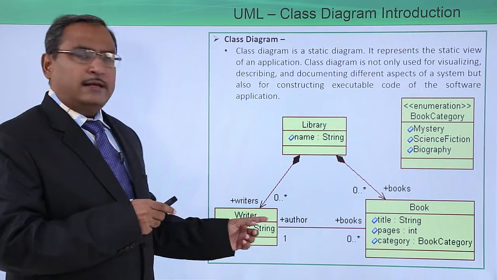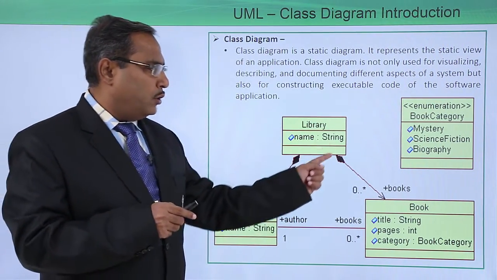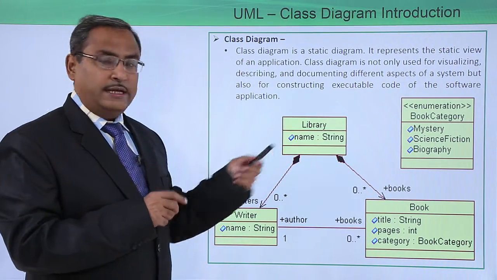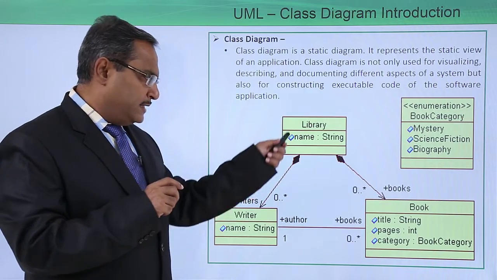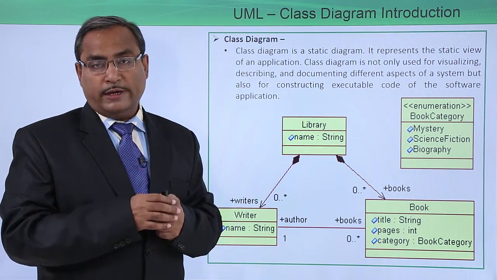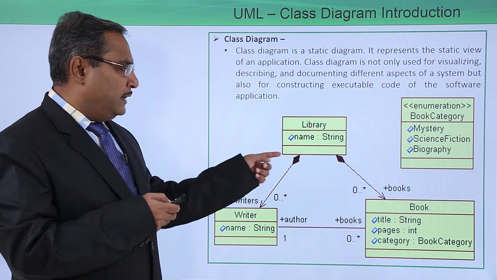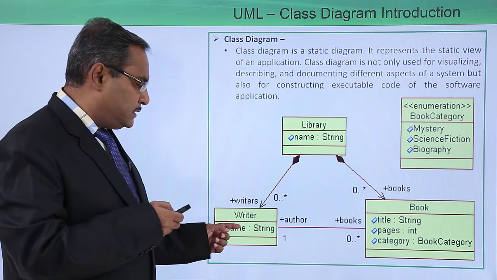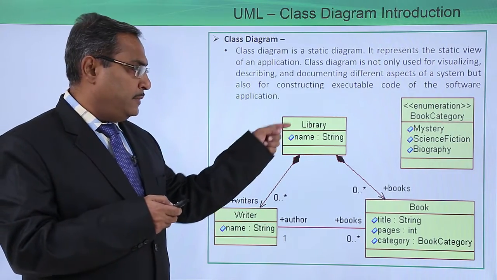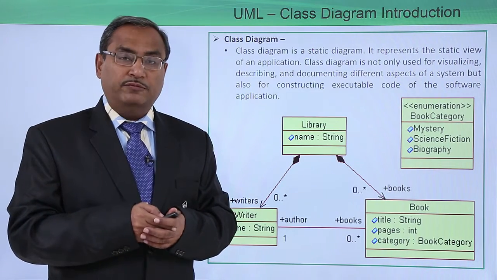A class diagram consists of multiple classes. This rectangular box denotes one class, and the box has three sections. The first section depicts the class name. The next section consists of multiple different attributes, which we can also call member variables. And the third section contains the methods or the member functions of those classes.